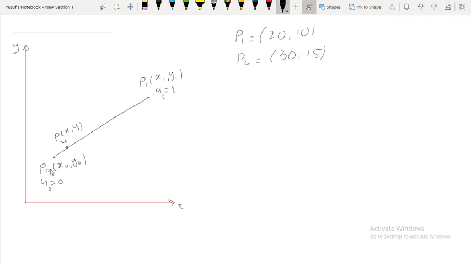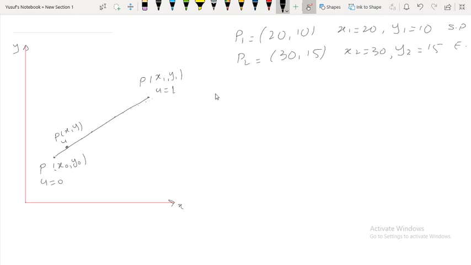So here p1 is given, and p2 is the end point. By using p1 and p2 you have to calculate the in-between points. The start point p1 is 20, 10, that means x1 is 20 and y1 is 10, and x2 is 30 and y2 is 15. These are the start point and the end point of the line, and by using them you are supposed to draw the line.